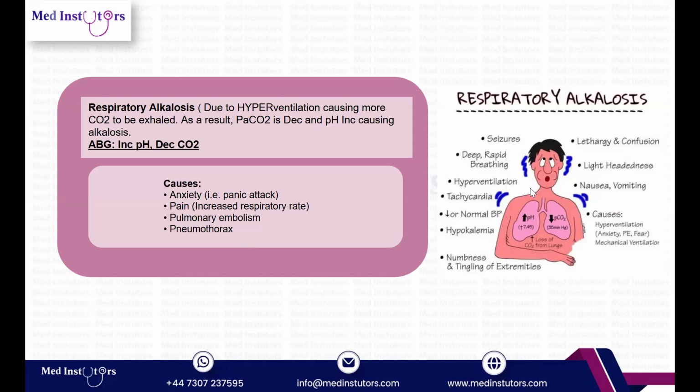And this is the symptomatology. The patient may have deep, rapid breathing, hyperventilation, tachycardia, hypokalemia, seizures, lethargy, lightheadedness, nausea, and vomiting. And here in the lungs, you can see the pH is more than 7.45. That means it is on the alkalosis side. And when we look at the partial pressure of carbon dioxide, that is less than 35. So this is your respiratory alkalosis.